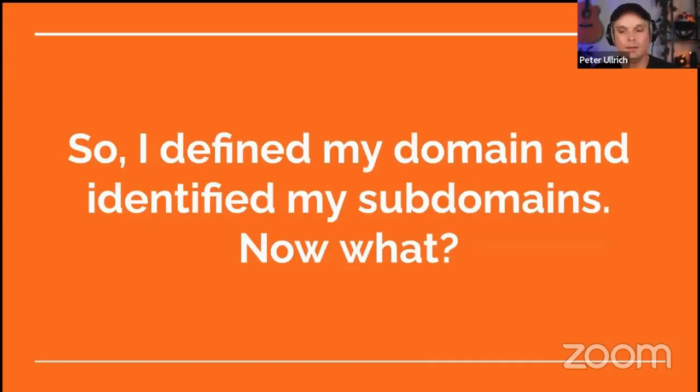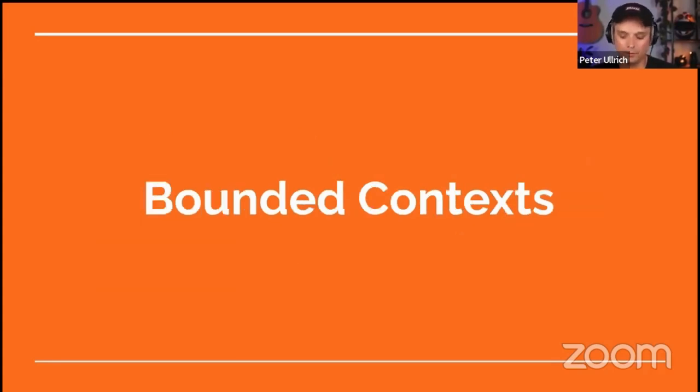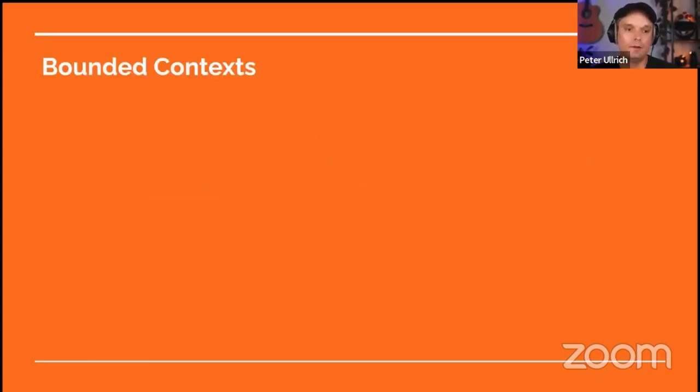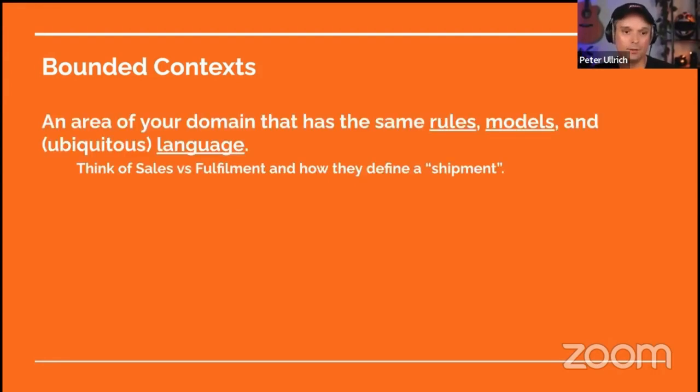All right. Now we have defined our domain and identified our subdomains. What do we do next? And the answer to that is bounded contexts. So now we have our subdomains, and they are like how the company is structured. And now we can design our bounded contexts based on that. A bounded context is an area of your domain that has the same rules, models, and language.